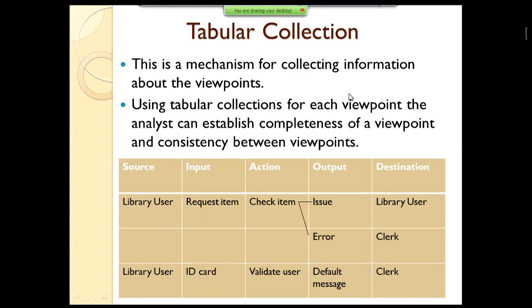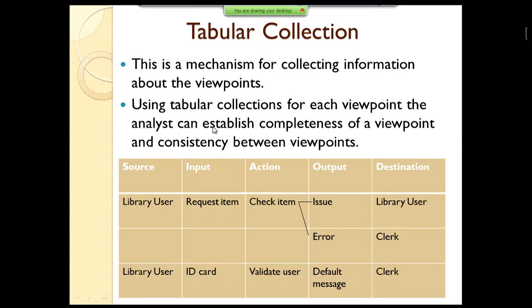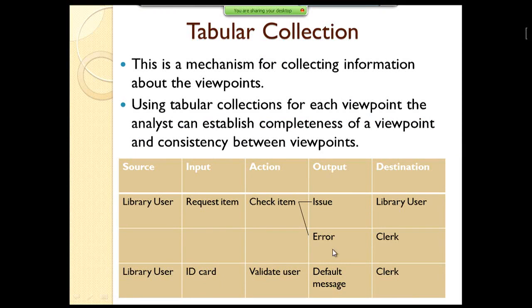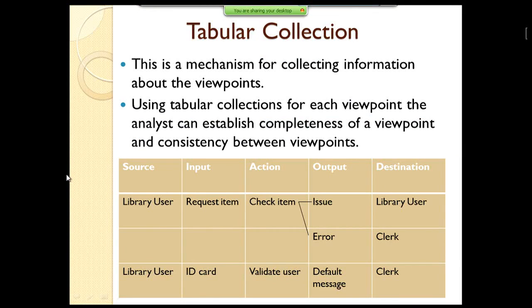The next step is tabular collection. This is a mechanism for collecting information about each and every viewpoint. All the viewpoints are listed out, and their inputs, actions and outputs are listed as a table. Using this table, the analyst can establish completeness as well as consistency between viewpoints, and even any conflicts can be removed.